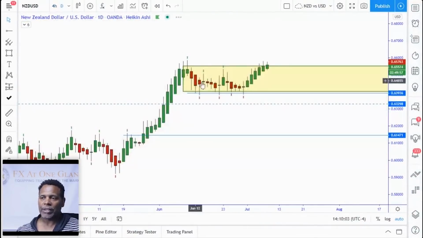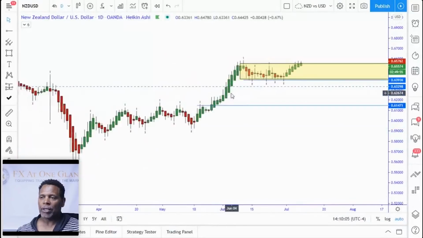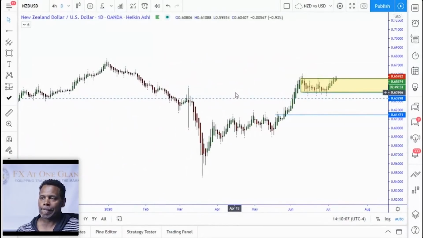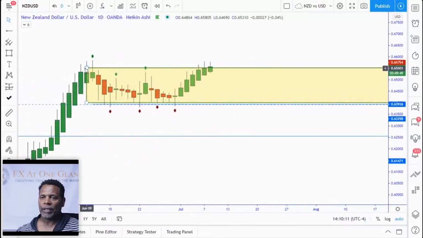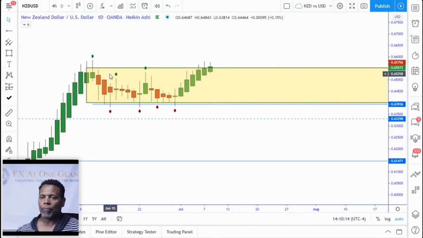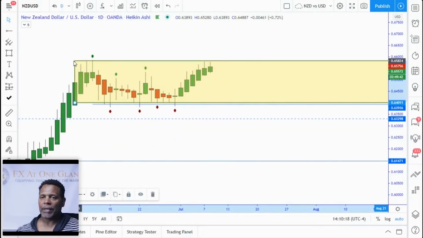So New Zealand dollar, US dollar, I'm looking to short this, but this market may be trending to the upside. But what I'm looking at is we were in this zone here. And also, why didn't I make it there? Why did I do it there? Let's see.